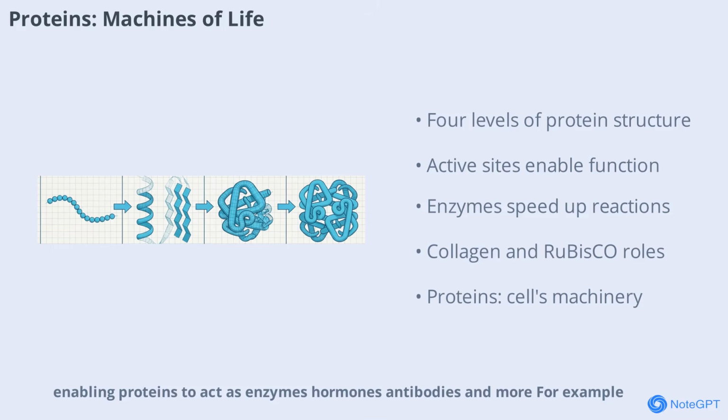For example, collagen provides structural support, while rubisco drives photosynthesis. Enzymes, a special class of proteins, speed up chemical reactions with incredible precision, making life's processes possible at the right speed and under the right conditions. Without proteins, the machinery of life would simply grind to a halt.